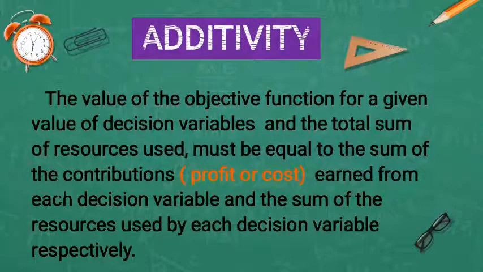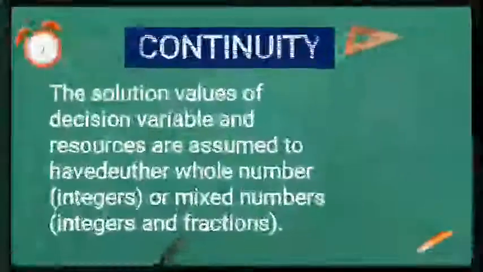The second one is additivity. The value of the objective function for a given value of decision variables and the total sum of resources used must be equal to the sum of the contributions, that is cost or profit, earned from each decision variable and the sum of the resources used by each decision variable respectively. In other words, there can be no interaction between the effects of different activities. That is, the level of activity x1 should not affect the cost or benefit associated with the level of activity x2.